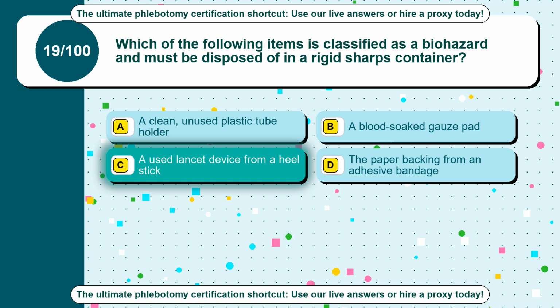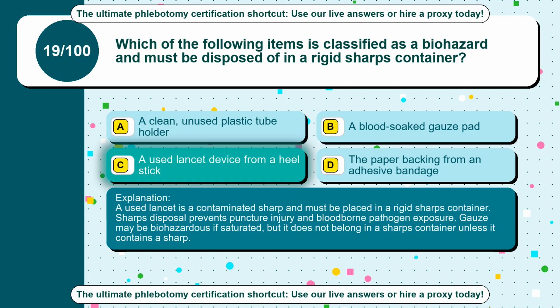A used lancet device from a heel stick. A used lancet is a contaminated sharp and must be placed in a rigid sharps container. Sharps disposal prevents puncture injury and blood-borne pathogen exposure. Gauze may be biohazardous if saturated, but it does not belong in a sharps container unless it contains a sharp.